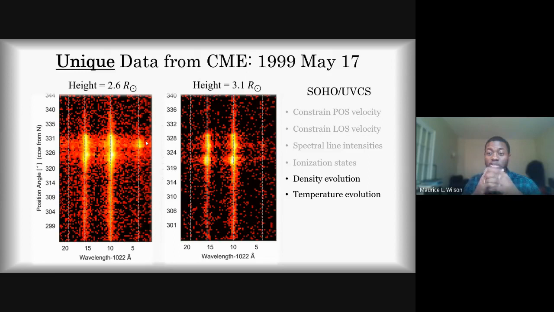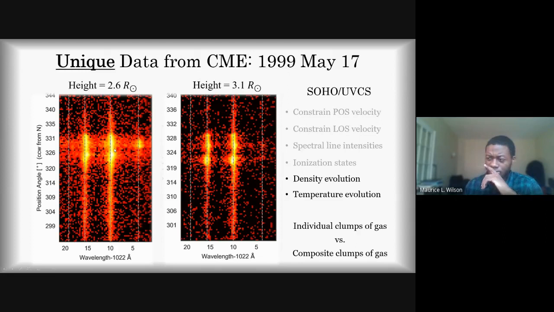So if we're getting density information, we get to see how that evolves. Let's see how the CME is expanding. Temperature information, see if it's getting hotter or cooler from one height to another. We get to determine these things as a function of height. And you can sort of see here that we're also able to distinguish one clump of gas from another.